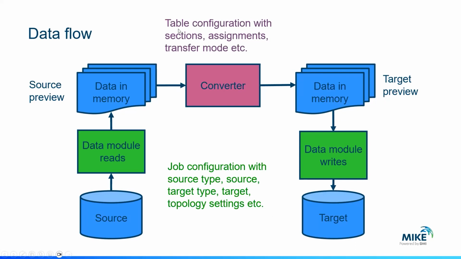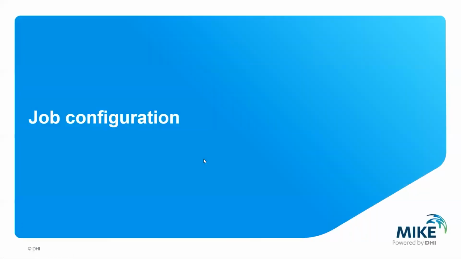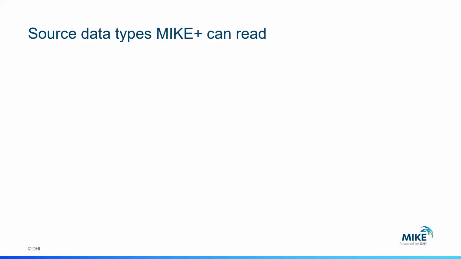So here in the center, we have the table configuration with sections and assignments. And this here is done through the job configuration on the left side. This is the right side. This is the left side of the editor. A few words about the job configuration.